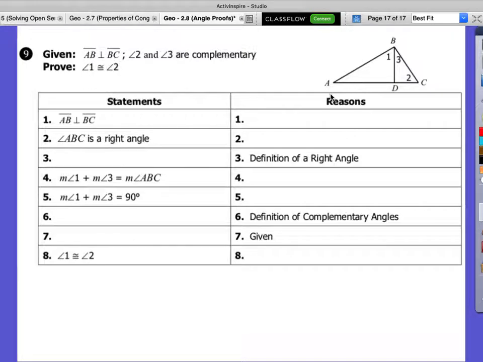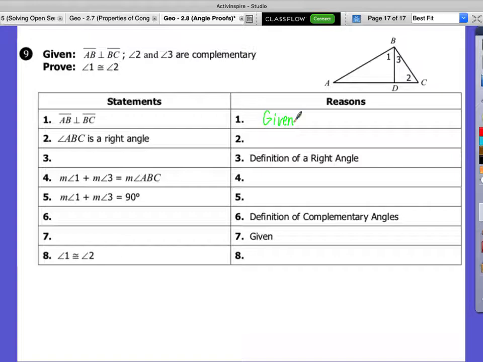German. Okay? So on number 9, go to our very last page, we're looking at number 9. So we're given here segment AB is perpendicular to segment BC. So what's our first reason always? Given. I never want to see anybody leave that blank or get it wrong.